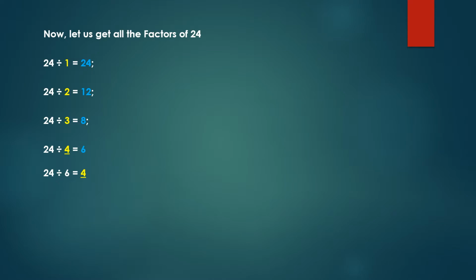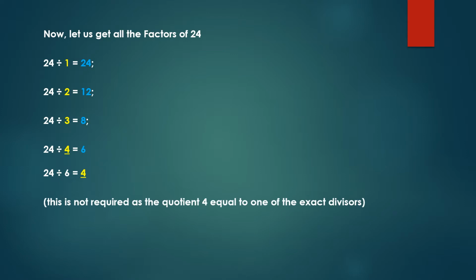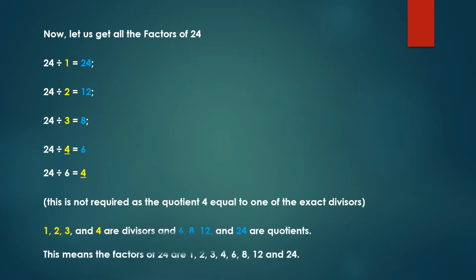However, this last division, that is 24 divided by 6, is not required because in this case we are getting a quotient, that is 4, which is an exact divisor of 24. Thus 1, 2, 3 and 4 are the divisors, and 6, 8, 12 and 24 are quotients. It means the factors of 24 include 1, 2, 3, 4, 6, 8, 12 and 24.